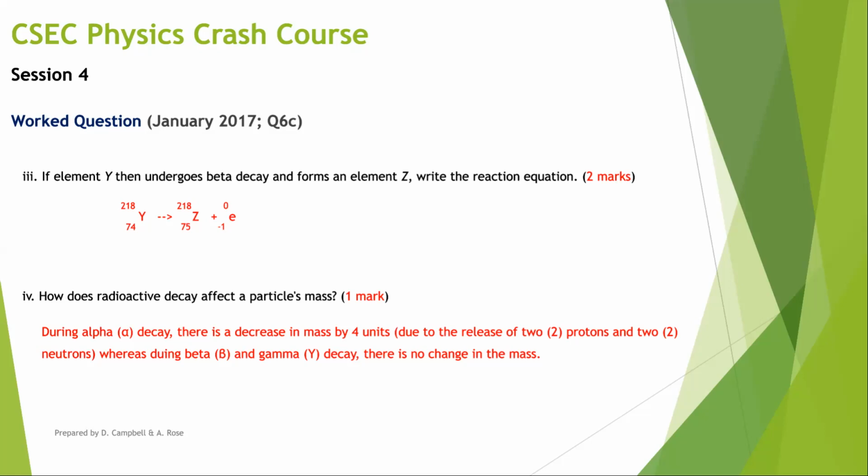Now, usually when gamma decay occurs, it tends to be in tandem with either alpha or beta decay. But if gamma decay occurs by itself, then there is no change in the mass, nor any change in the charge. There is just a release of energy.